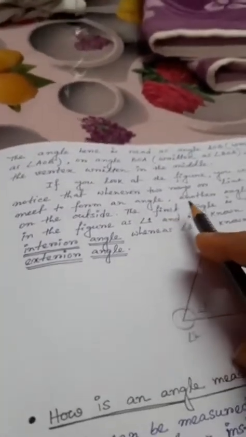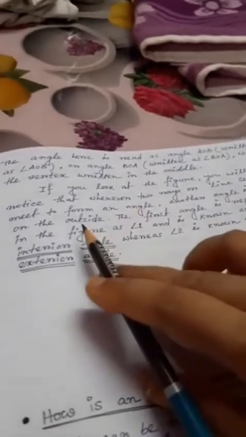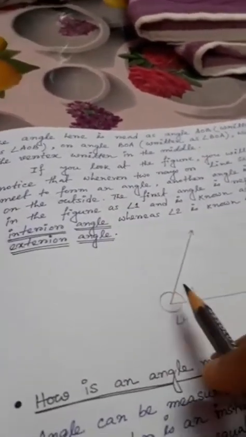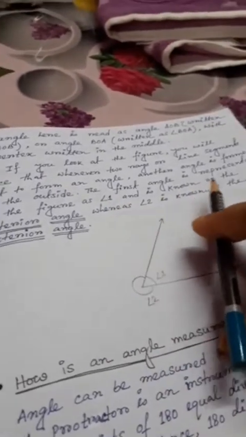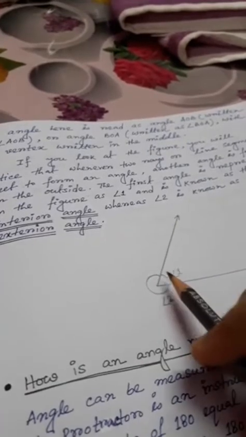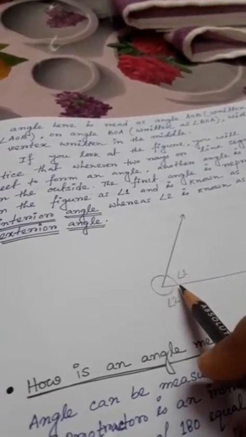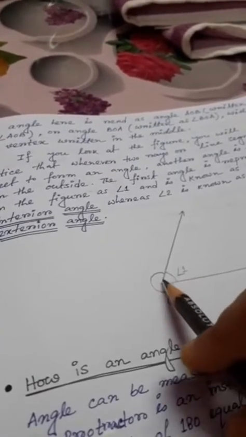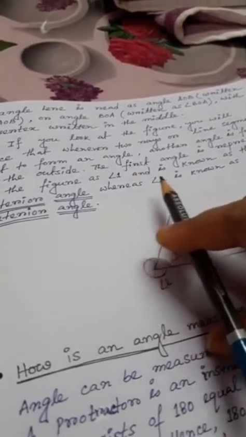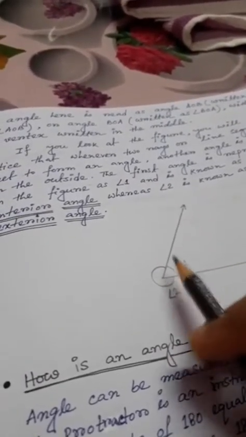So another angle is formed on the outside. The first angle is represented in the figure, and I have given it the name angle 1. This is the first angle, angle 1, and this is the second one, angle 2. Angle 1 is known as the interior angle because it is inside these two arms.